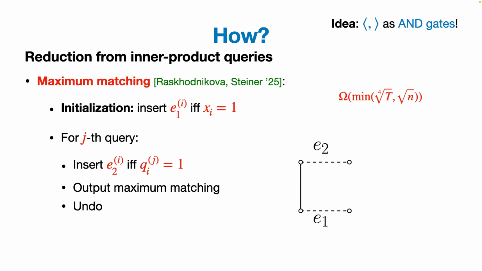And also note that in this reduction, neighboring instances of inner product queries map to neighboring instances of maximum matching. So if one private bit is changed, only one update in that initialization phase will change. And in this reduction, since they use order of the vertices and order of the squared updates for the queries, the lower bound that it will give us is t to the 1/4 and square root of n, the minimum of the two.